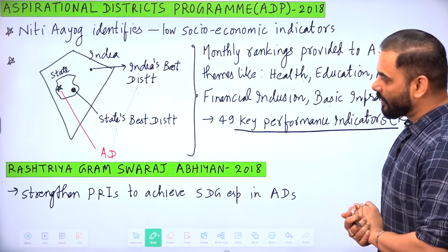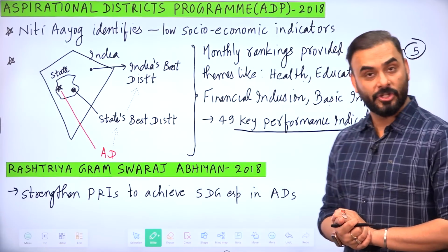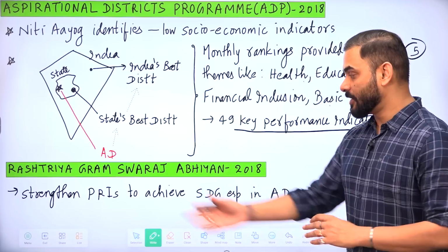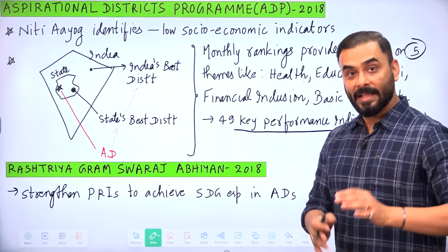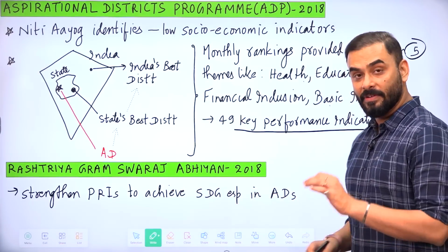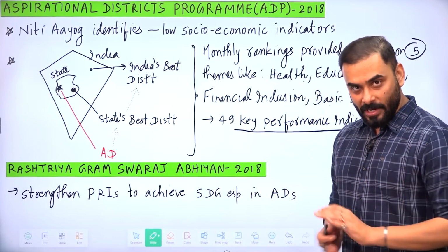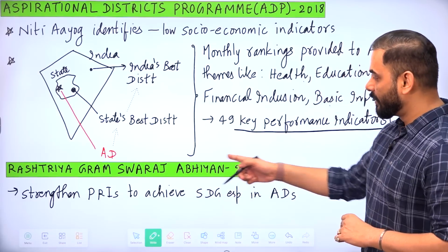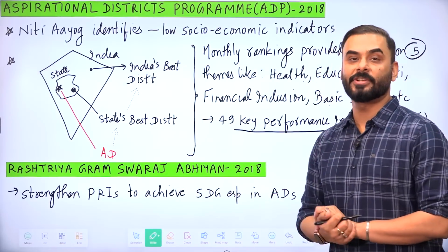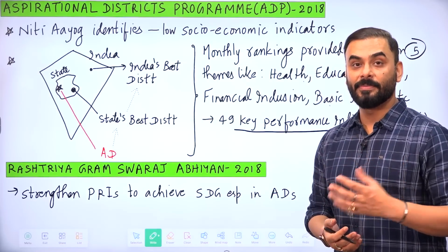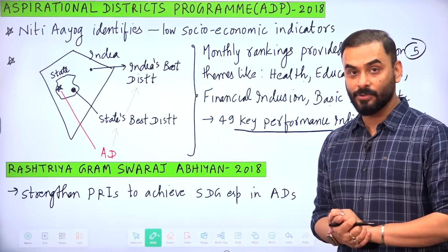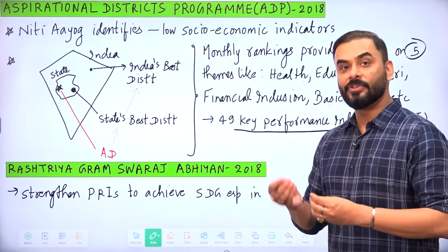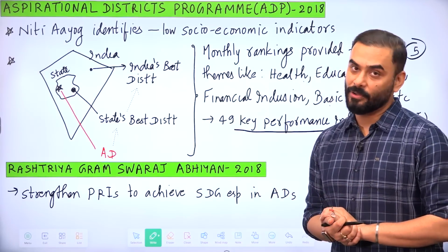We also have a program called as Rashtriya Gram Swaraj Abhiyan, under which the government of India is trying to improve the functioning of the Panchayati Raj institution so that they are able to achieve the sustainable development goals for overall the regional planning. And a special focus of Rashtriya Gram Swaraj Abhiyan is on aspirational districts, so that we are able to achieve the sustainable development goals of financial education, financial inclusion, reduction of poverty, provision of employment, clean drinking water, and all these things.